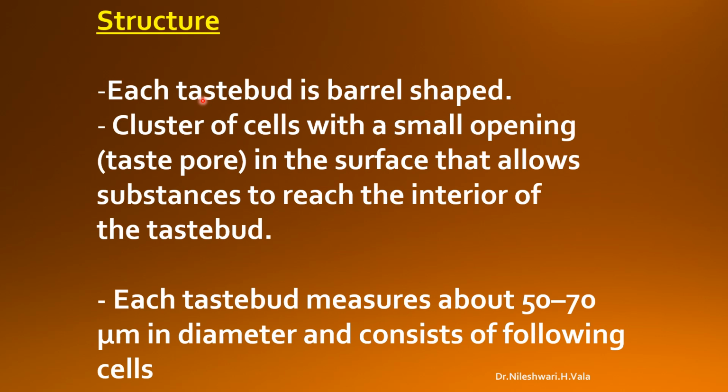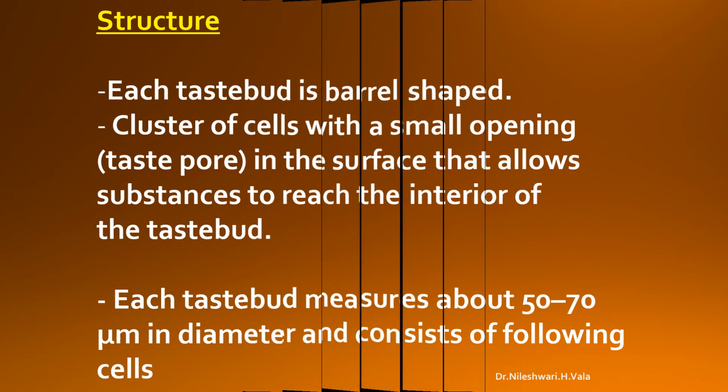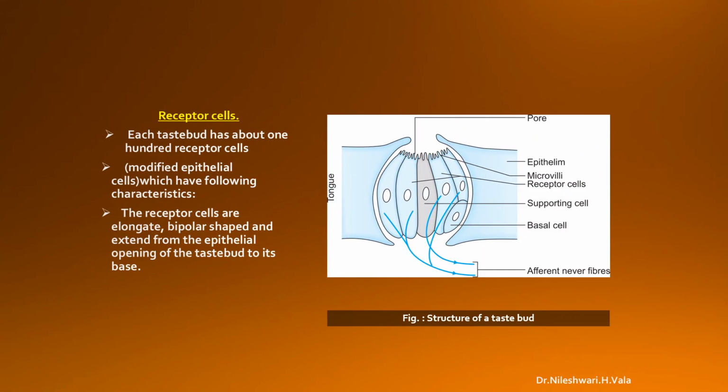And what is the structure of a taste bud? Each taste bud is a barrel shaped cluster of cells with a small opening known as the taste pore on the surface, that allows the substance to reach the interior of the taste bud. Each taste bud measures about 50 to 70 micrometer in diameter and consists of the cells.